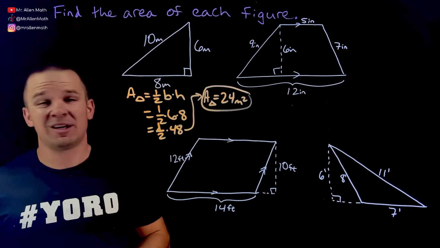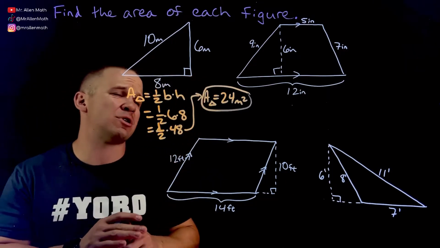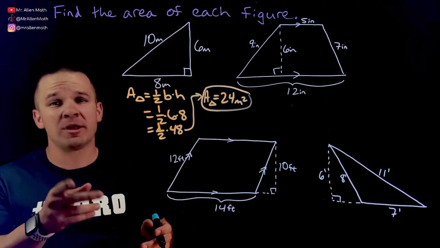That's awesome. Okay, let's move on to the next one here. We'll go blue with this one. Trapezoid. Oh boy. Do you know the area of the trapezoid formula? I do. I'll help you out.